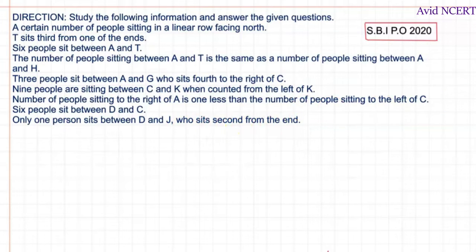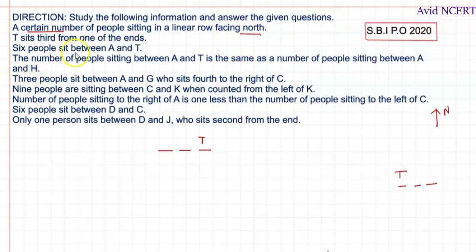So, from the first sentence, a certain number of people are sitting in a linear row facing north. So there are a certain number of people, we don't know the exact number, and they are facing towards the north, this direction. And second sentence, T sits third from one of the ends. So there are two cases here. T can either be sitting 1, 2, 3 from this end, or the other case is one of the ends, which is 1, 2, 3.